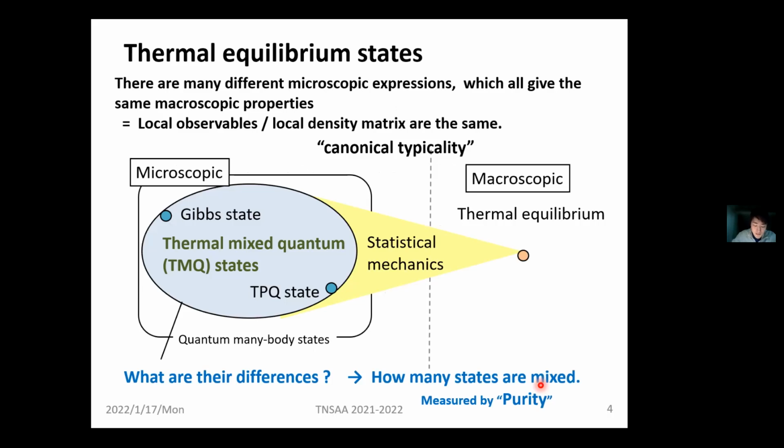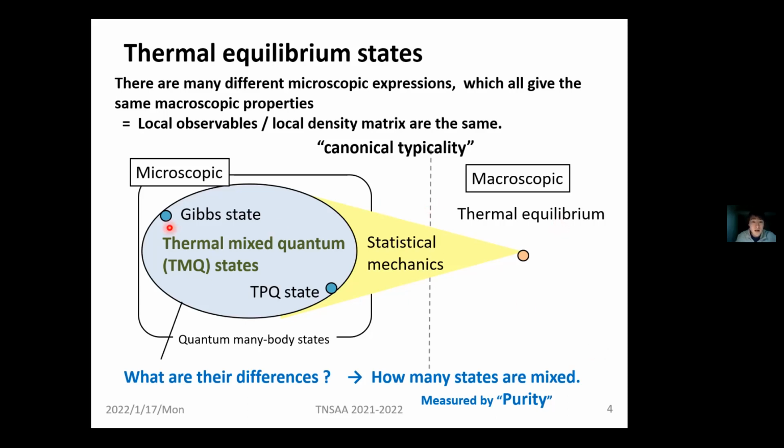Thermal equilibrium states are finite temperature states. They can be expressed in many different ways. This fact is known as a concept called canonical typicality. It means that although the microscopic descriptions of all these states differ, they look the same if we focus on local physical quantities or the local density matrix.